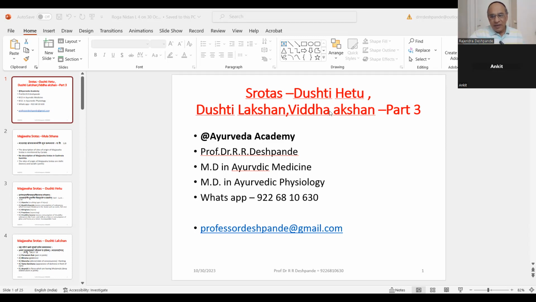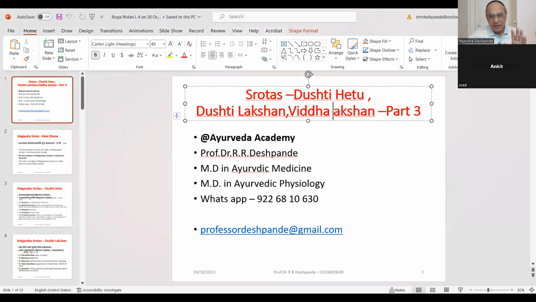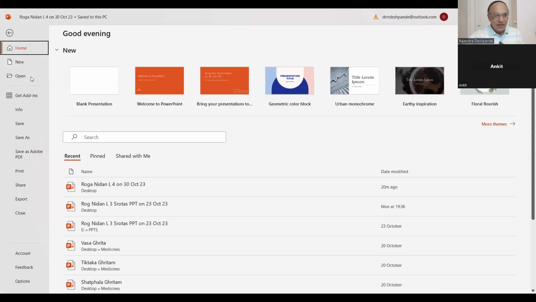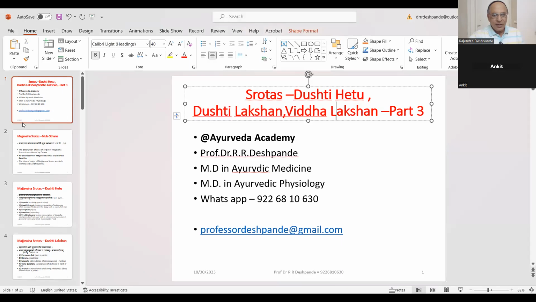I think here I have to correct one printing mistake. My dear friends, please excuse me. I will try to correct it. No, but okay, I will rectify it afterwards. Here you can see I have to put the L over there. Lakshana. Good. It has been done. I will just save it. Okay, good. So Lakshana, Viddha Lakshana.